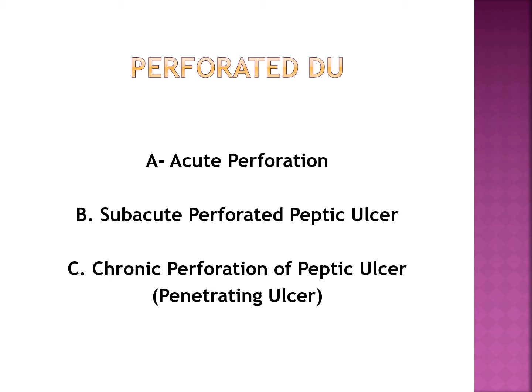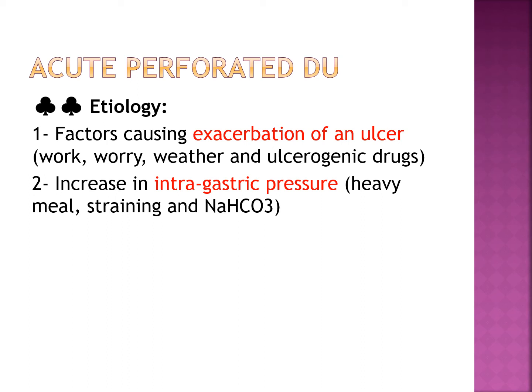Perforation of the duodenal ulcer can occur in one of three presentations: either acute perforation, an acute perforated DU, or a subacute perforated duodenal ulcer, or chronic perforation, which is known as the penetrating ulcer with subsequent fistula formation. So how does a duodenal ulcer get perforated? Most of the patients have a history of peptic ulcer disease, although almost 1/3 of them might not have a history of previous peptic ulcer disease.